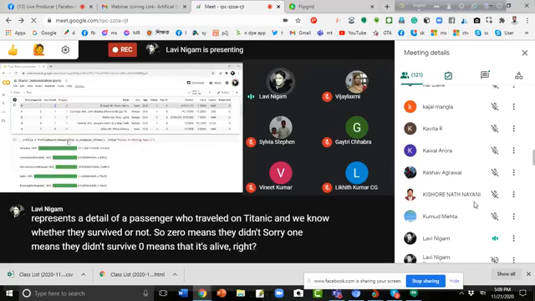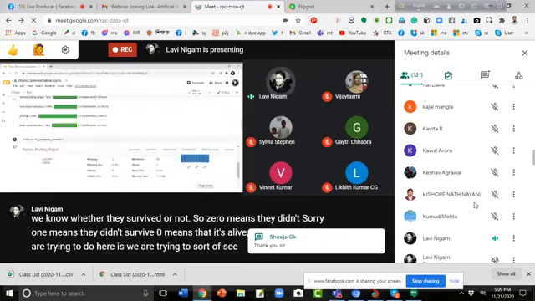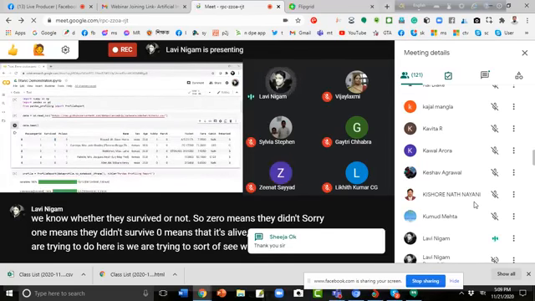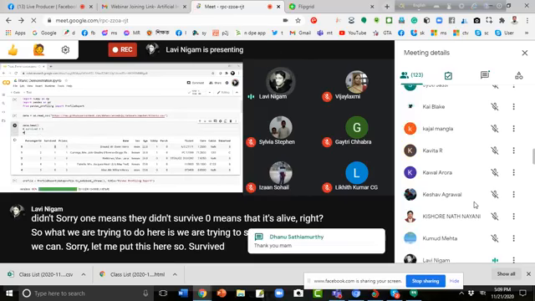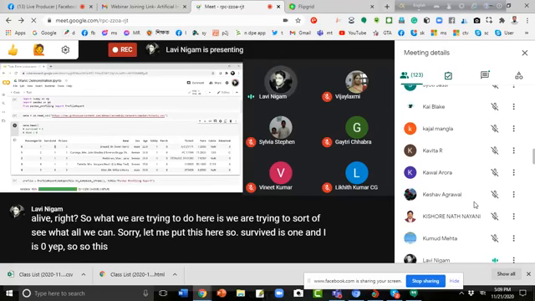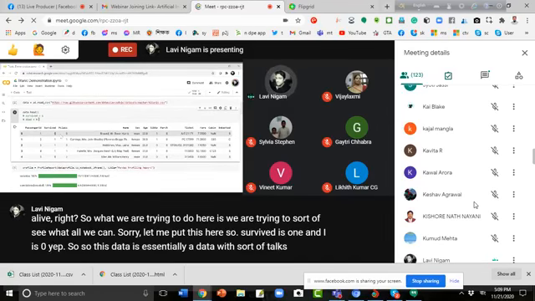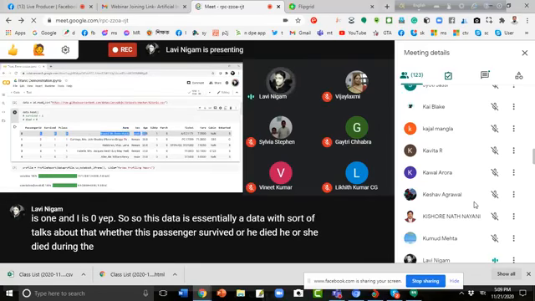Right. So what we are trying to do here is see what all we can. Sorry, let me put this here. Survive is one and zero. So this data essentially talks about whether this passenger survived or died during the process.